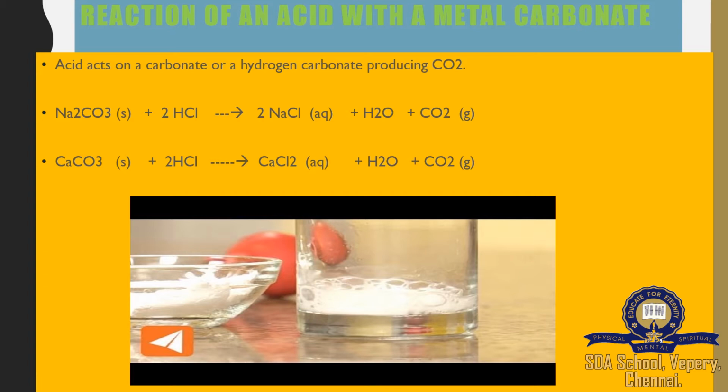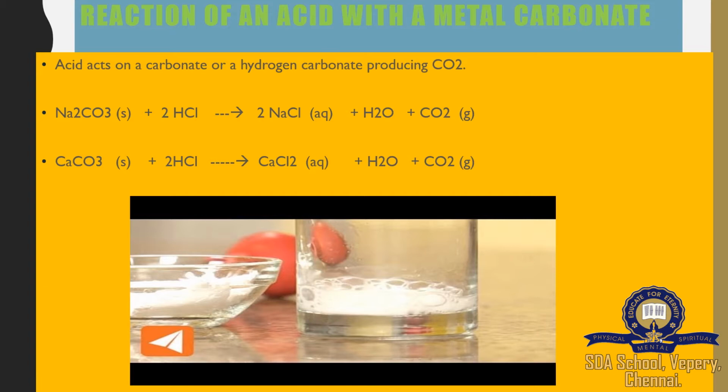Metal carbonate. How will you find out a carbonate? We already know CO2. CO2 is carbon dioxide. One oxygen is extra. CO3 means we can call it a carbonate. So Na2CO3, sodium carbonate, is reacting with two molecules of HCl acid. It gives 2NaCl. AQ means aqueous, it is formed as a solution, plus water and then carbon dioxide gas comes out from this reaction.